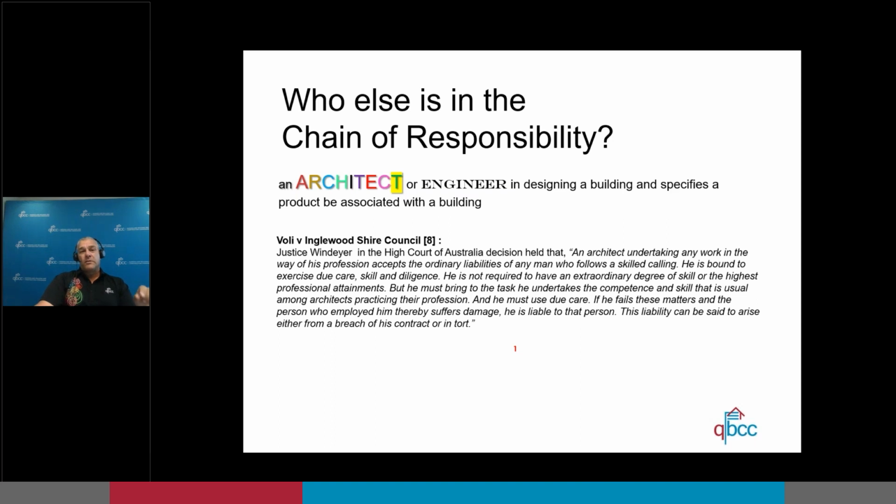Justice Windeyer in the High Court held that an architect is supposed to be of skilled calling. And I know you are. Look what it takes to become an architect: all the education that you've got to do, your first initial lot of studies, the master's degree, all the practicing you've got to do, and then to go and become a registered architect. It takes some effort.